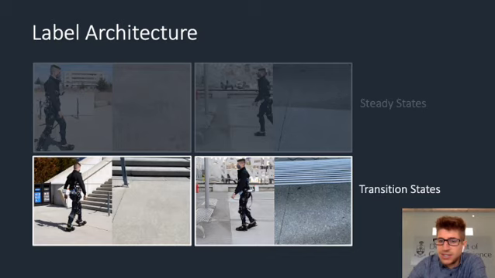In contrast, the images in the bottom row are examples of transition states, such that the visual field of view shows a transition from level ground terrain to either inclined stairs, as is on the left, or a bench on the right.